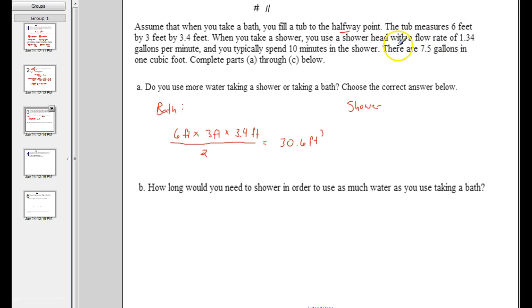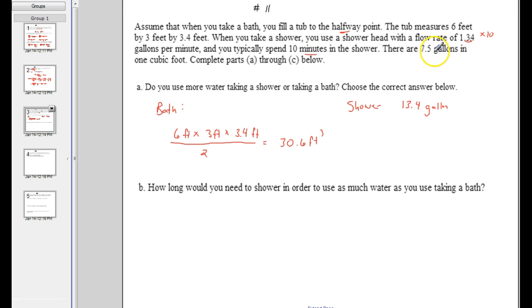Now for the shower, it says we have a flow rate of 1.34 gallons per minute. Now, we spend 10 minutes in the shower. So the first thing I'm going to do is just multiply that number by 10. And if you remember, when you multiply a number by 10, it just moves the decimal one place. So I spend 13.4 gallons on a shower.